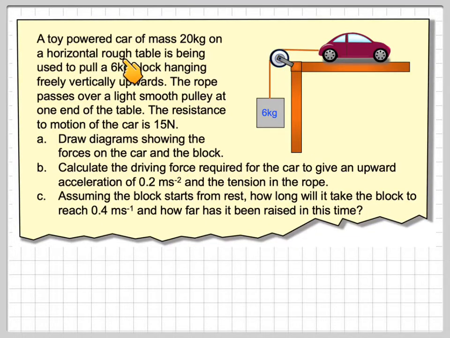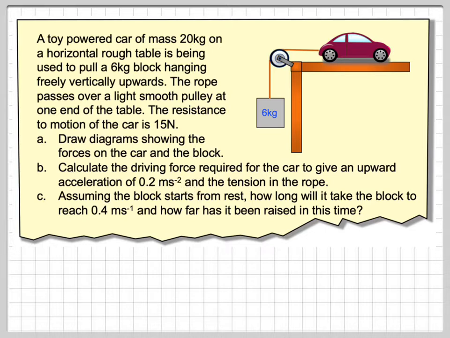A toy-powered car of mass 20 kilograms on a horizontal rough table is being used to pull a 6 kilogram block hanging freely vertically upwards. The rope passes over a light smooth pulley at one end of the table. The resistance to the motion of the car is 15 newtons. Draw diagrams to show the forces on the car and the block.